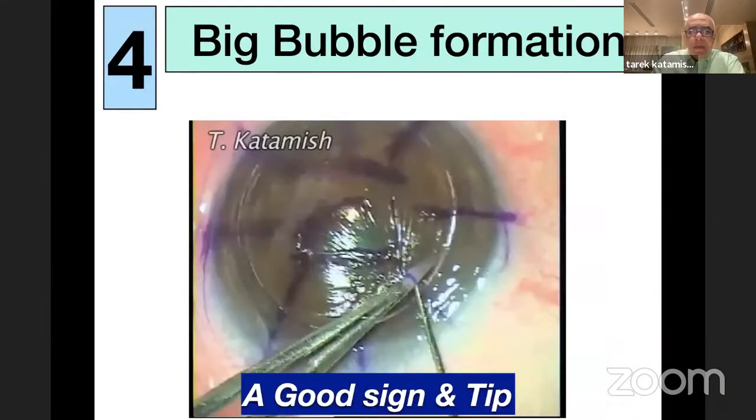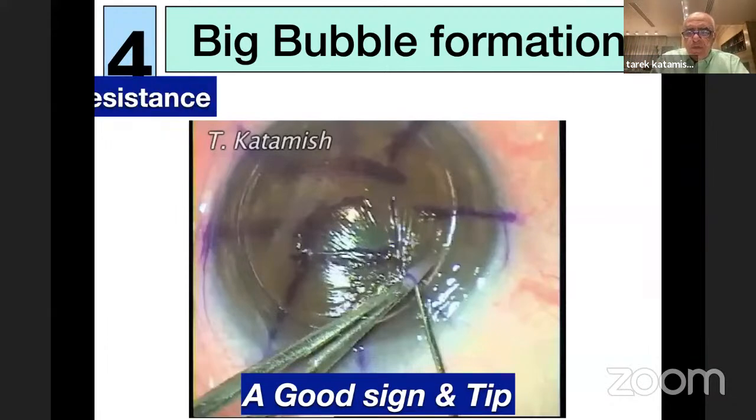A good sign and tip: while introducing your spatula in the deep groove, you may feel it gives way in front of you, because this means that you have reached a deep plane. As you know, the deep stroma is not as compact as the anterior stroma. So once you have entered the deep stroma plane, you will find your spatula giving way, and this is a good sign that you will be injecting in the correct plane.